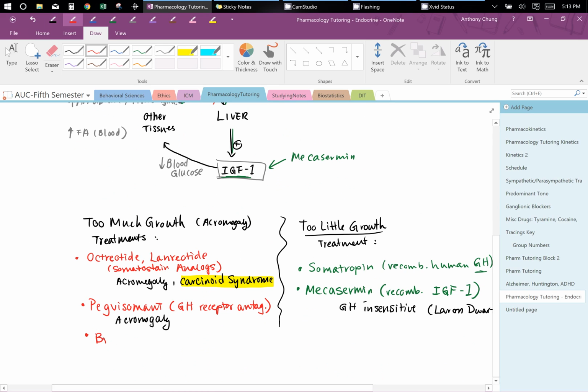So bromocriptine. Okay, so you have the low dose, decrease prolactin. High dose, you can also inhibit the growth hormone release.